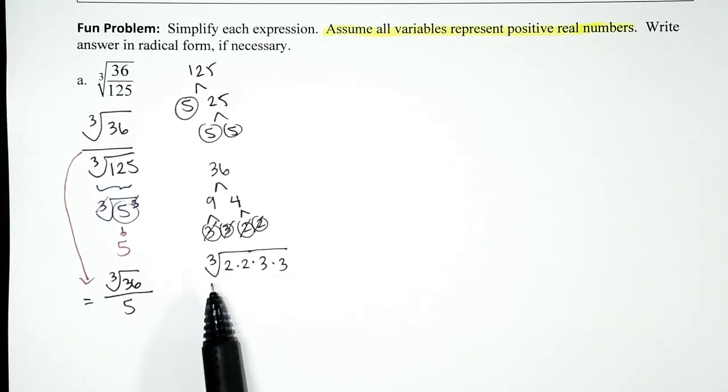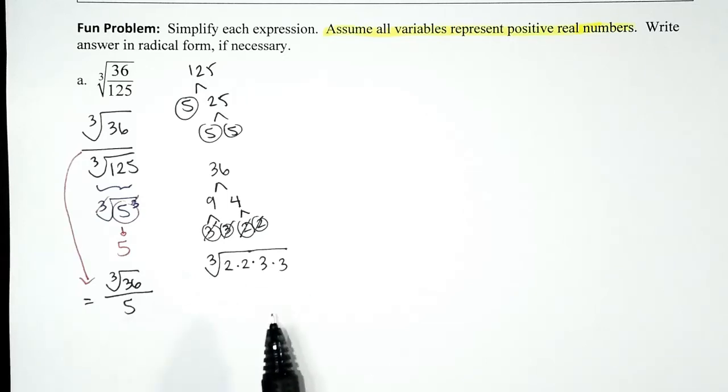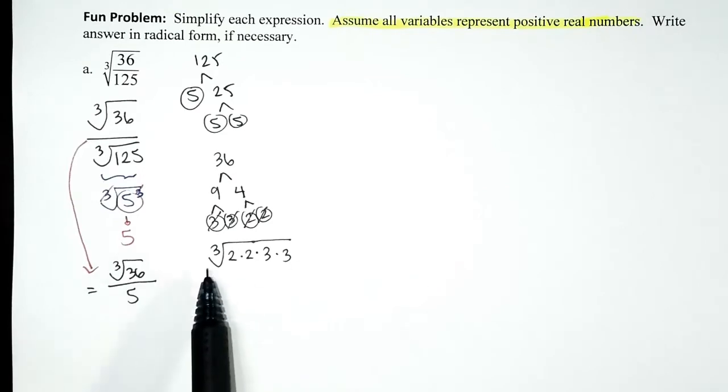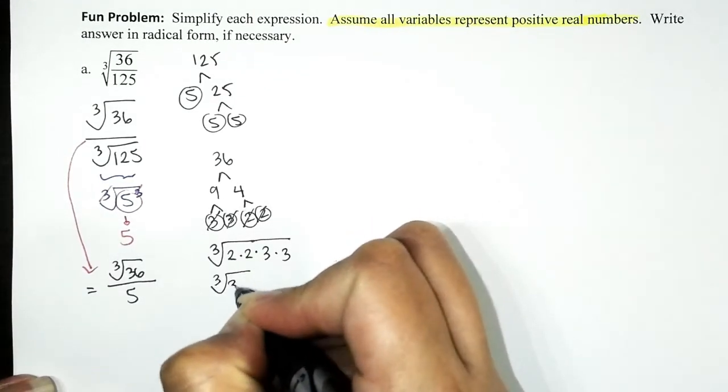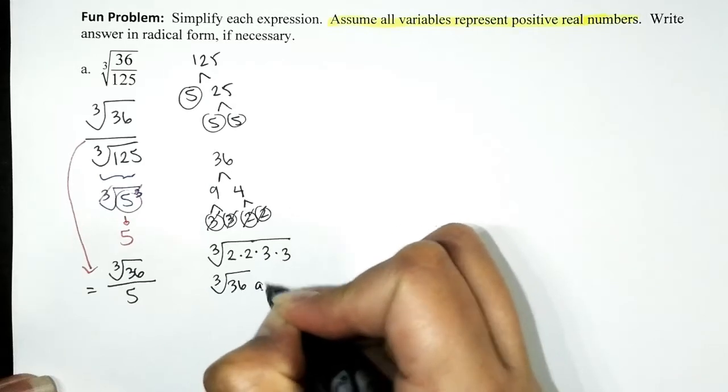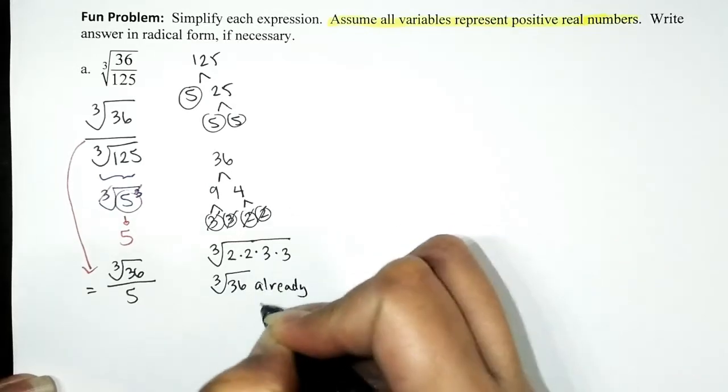Okay, if you have no idea what I'm saying, I'm crying, because that means you didn't watch one of the earlier videos. So in this case, because we were not able to make any groups of 3, the cube root of 36 is already simplified. So let me put a little love note to myself: cube root of 36 already simplified.